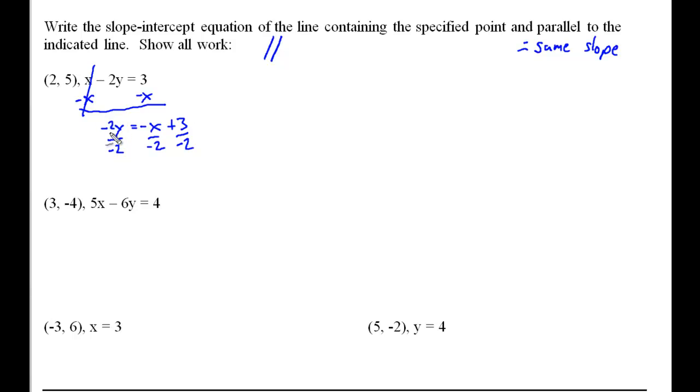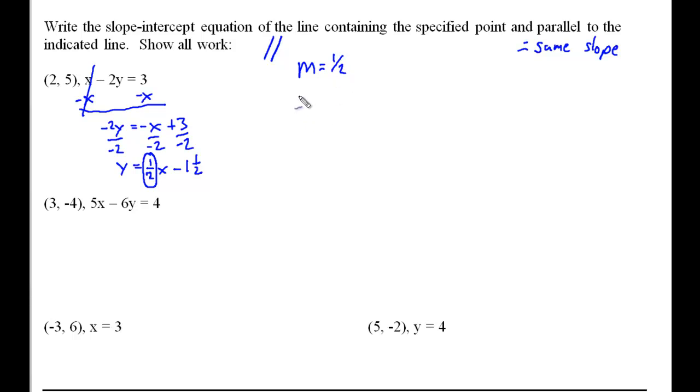If we simplify that, we get y equals, now -1 divided by -2 gives me a positive 1/2 x, and then my y-intercept is going to be -1.5. But this is what we're looking for: our slope, which is 1/2. Now it says, write the slope-intercept equation of the line containing the specified point and parallel to the indicated line. Show all work. So here's what I would do. We now know our slope is 1/2.